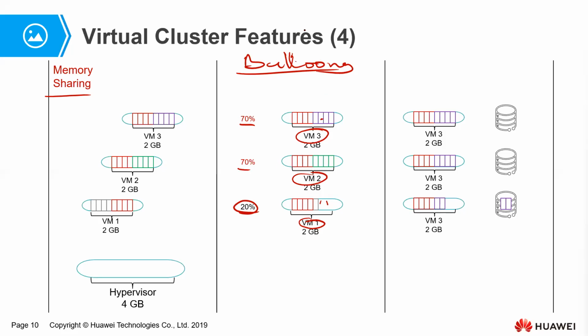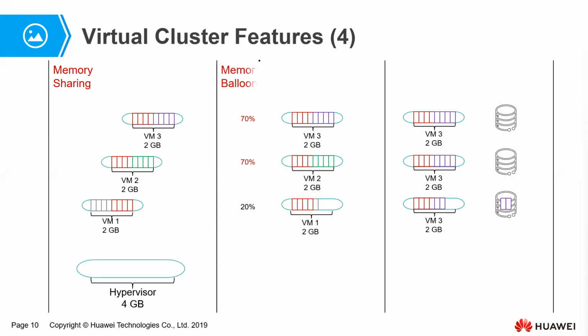But to make sure memory over commitment works well, there are some other quality of service features which you can embed and use together with memory over commitment to achieve the best goal possible. And we are going to look at some of those things later on. So this is what we are calling memory ballooning.